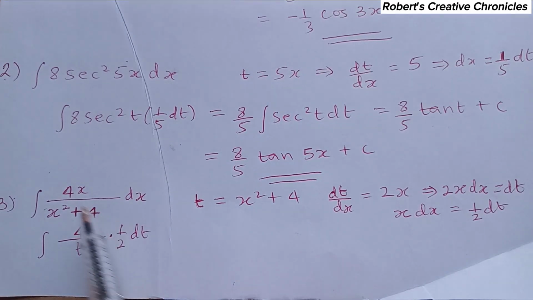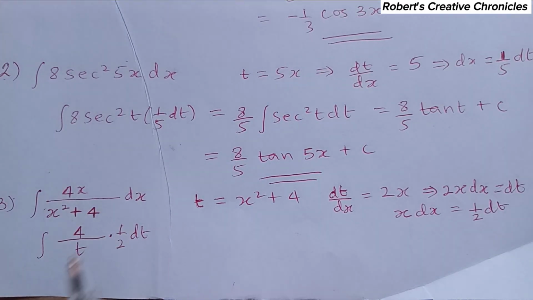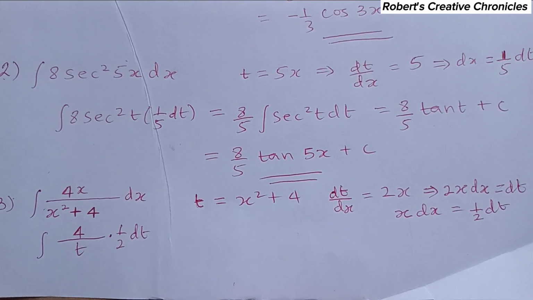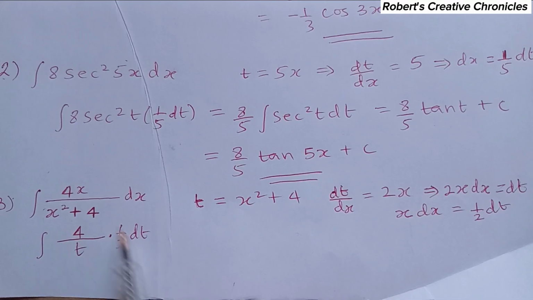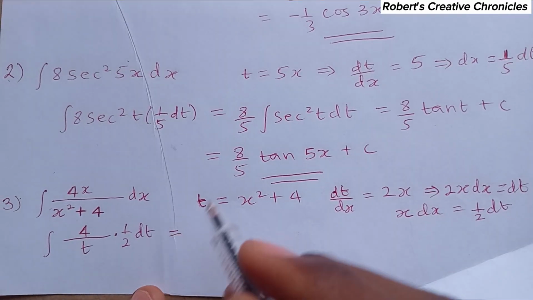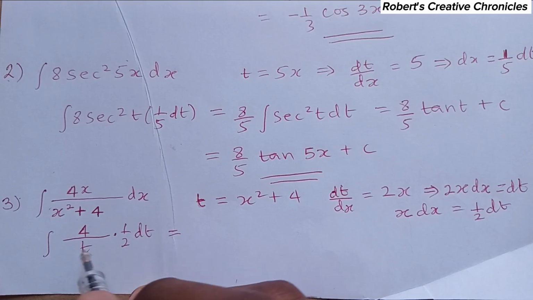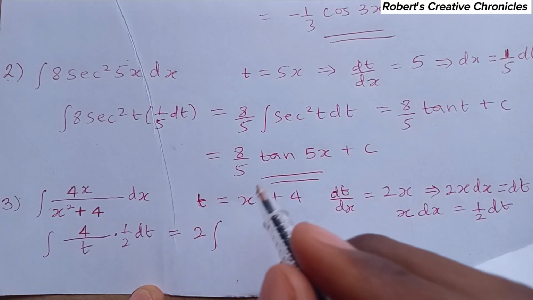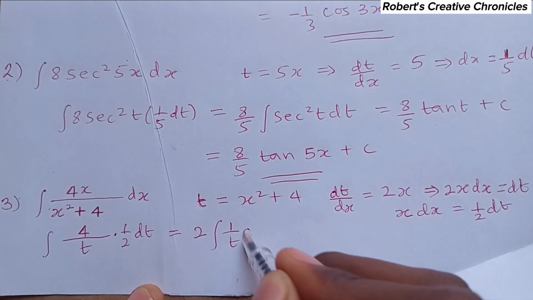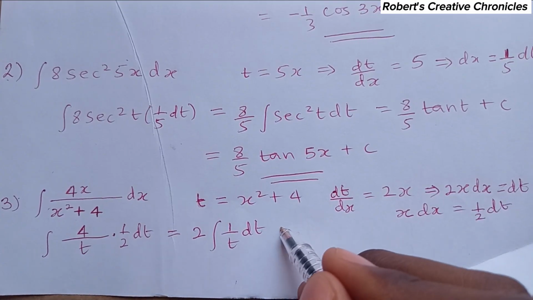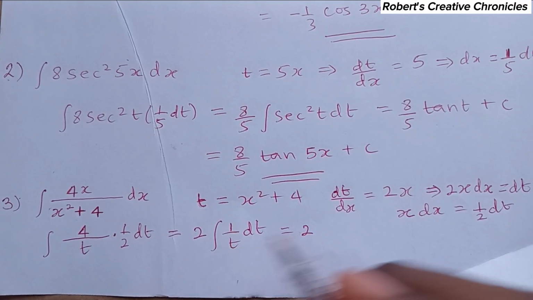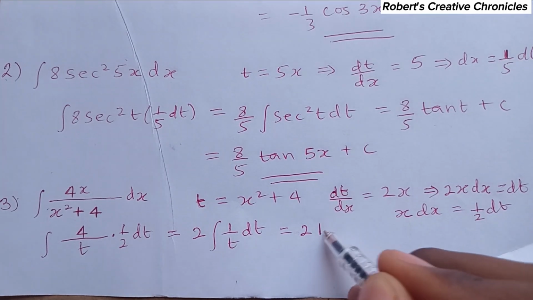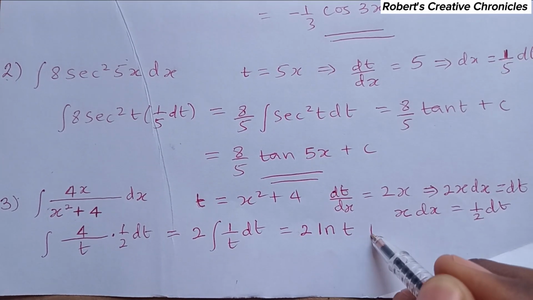So we want to express all this function in terms of t now. That is why we're looking for a function that will cancel x, so there will not be x here. If there's x here, we cannot solve this. So now it's all in terms of t. We'll factor out the constants, it will be 4 over 2, so 2, then 1 over t dt. So now this becomes 2, the integral of 1 over t, which is ln t. 2 ln t plus c.